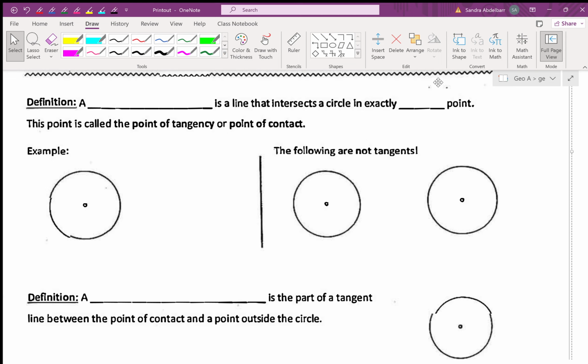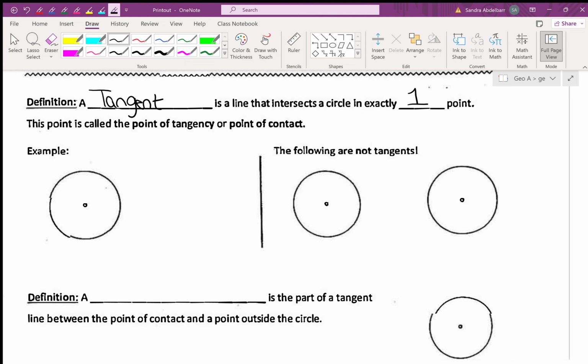So, going through a definition. A blank is a line that intersects a circle in exactly blank points. So, a tangent, first blank is tangent. A tangent is a line that intersects a circle in exactly one point. This point is called the point of tangency. All right, what do I mean?